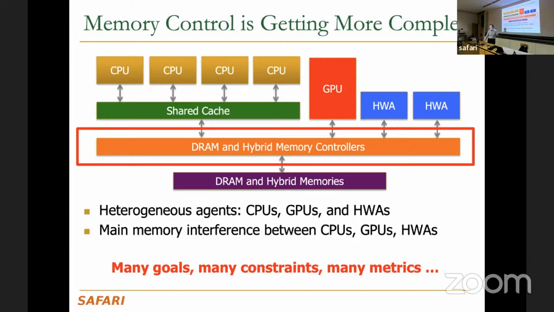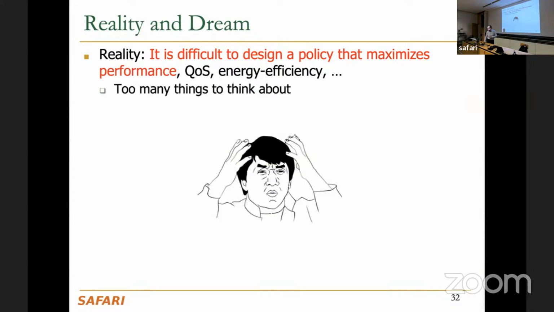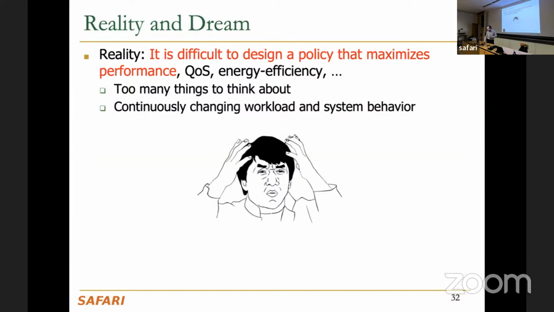And that's why we turn to machine learning. Basically, the reality is that it's very difficult to design a policy that maximizes even one metric. Forget about 2 or 3 or 4. We're going to focus on one metric, which is performance. There are too many things to think about. Thanks, Rahul. This is Rahul's picture, not mine.